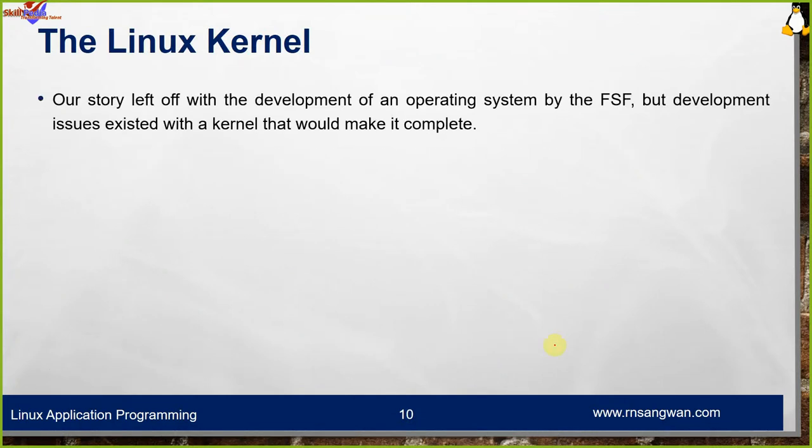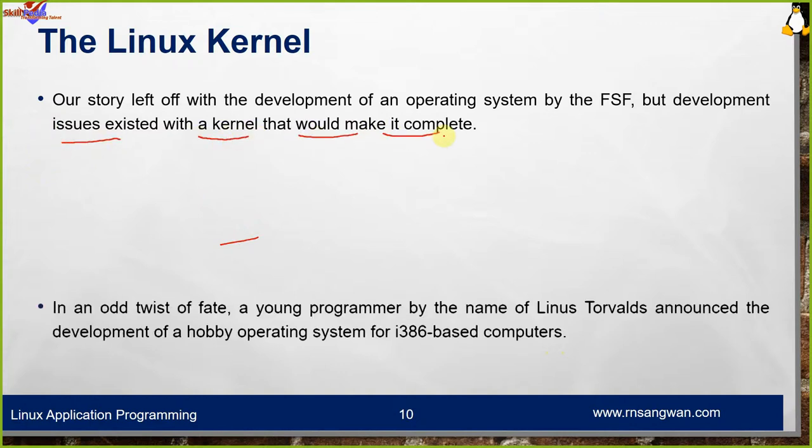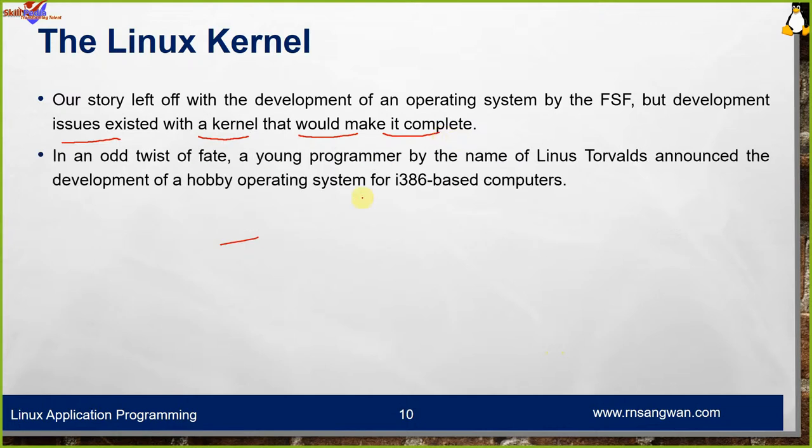Our story left off with the development of an operating system by the Free Software Foundation, but the development issues existed with a kernel that would make it complete. In an odd twist of fate, a young programmer by the name of Linus Benedict Torvalds announced the development of a hobby operating system for i386 based computers.